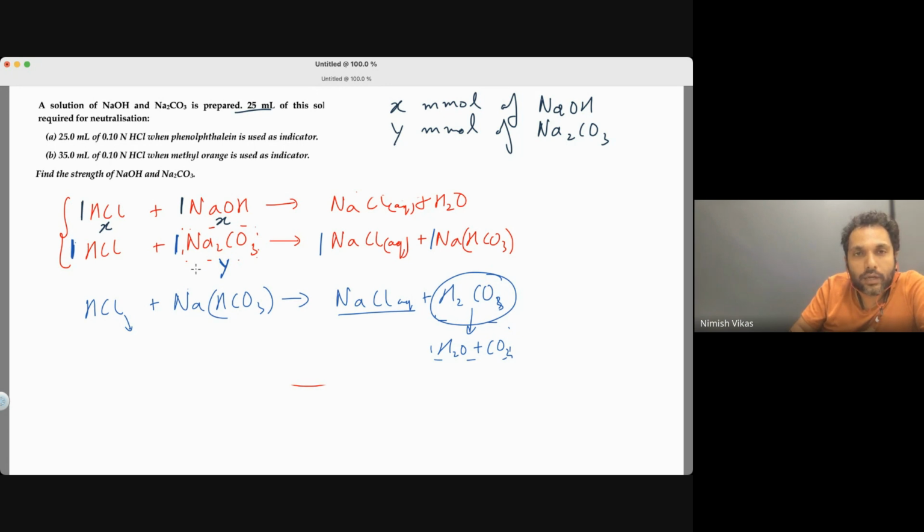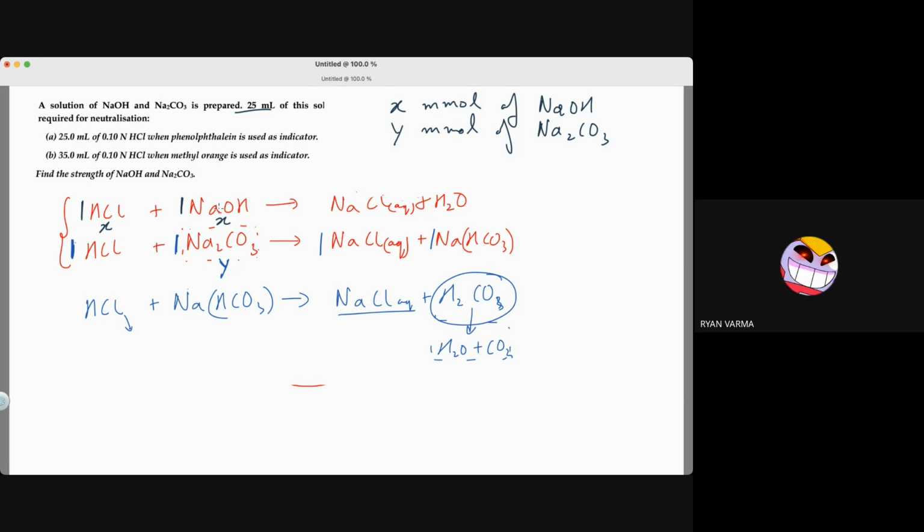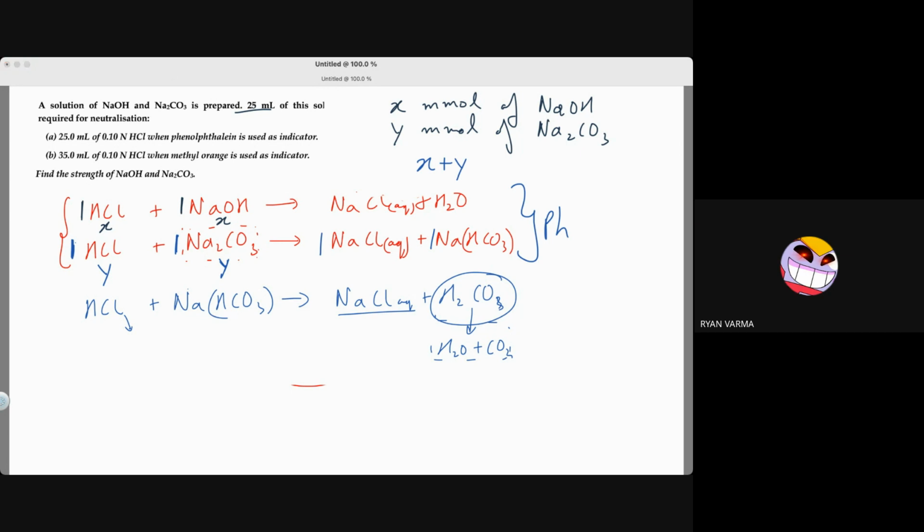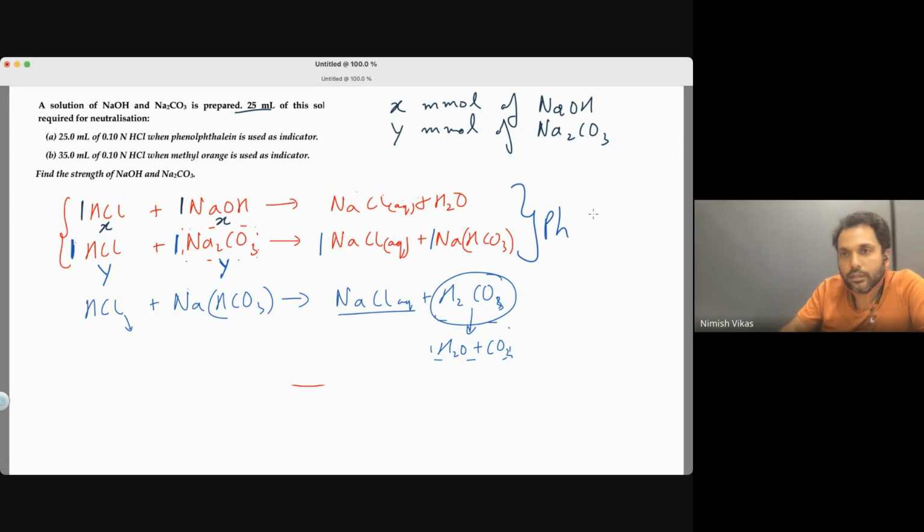Okay. So this I'm saying is Y millimoles. How many HCl did it react with? For phenolphthalein to show a color change, how many did it react with? One. Y, right? So how much HCl is consumed for phenolphthalein to show a color change? X plus Y, right? Yes. But sir, they have given how much HCl is consumed. So we have no mystery. X plus Y is equal to how much? 25 into 0.1, right? Molarity into volume.